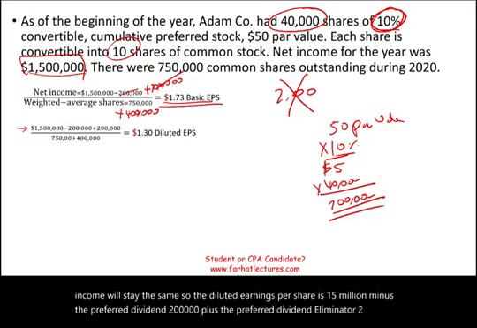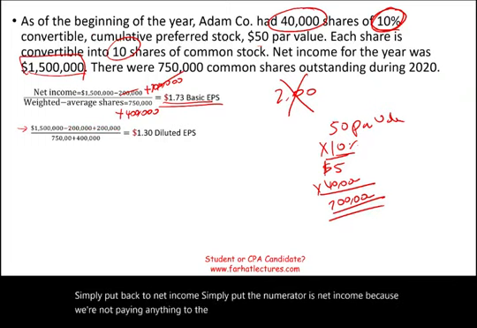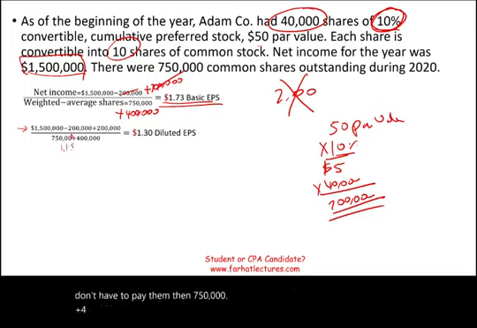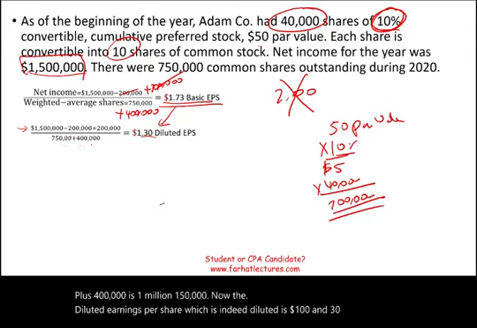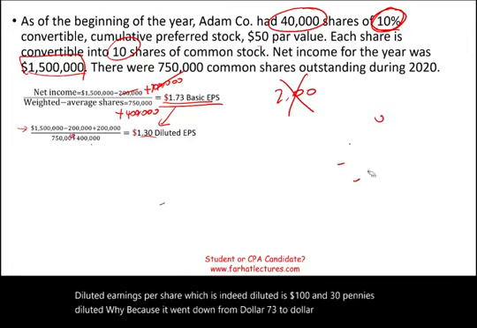Simply put, back to net income. Simply put, the numerator is net income because we're not paying anything to the preferred dividend. If they convert, we don't have to pay them. Then 750,000 plus 400,000 is 1,150,000. Now the diluted earnings per share, which is indeed diluted, is $1.30. Diluted, why? Because it went down from $1.73 to $1.30, which we consider diluted.